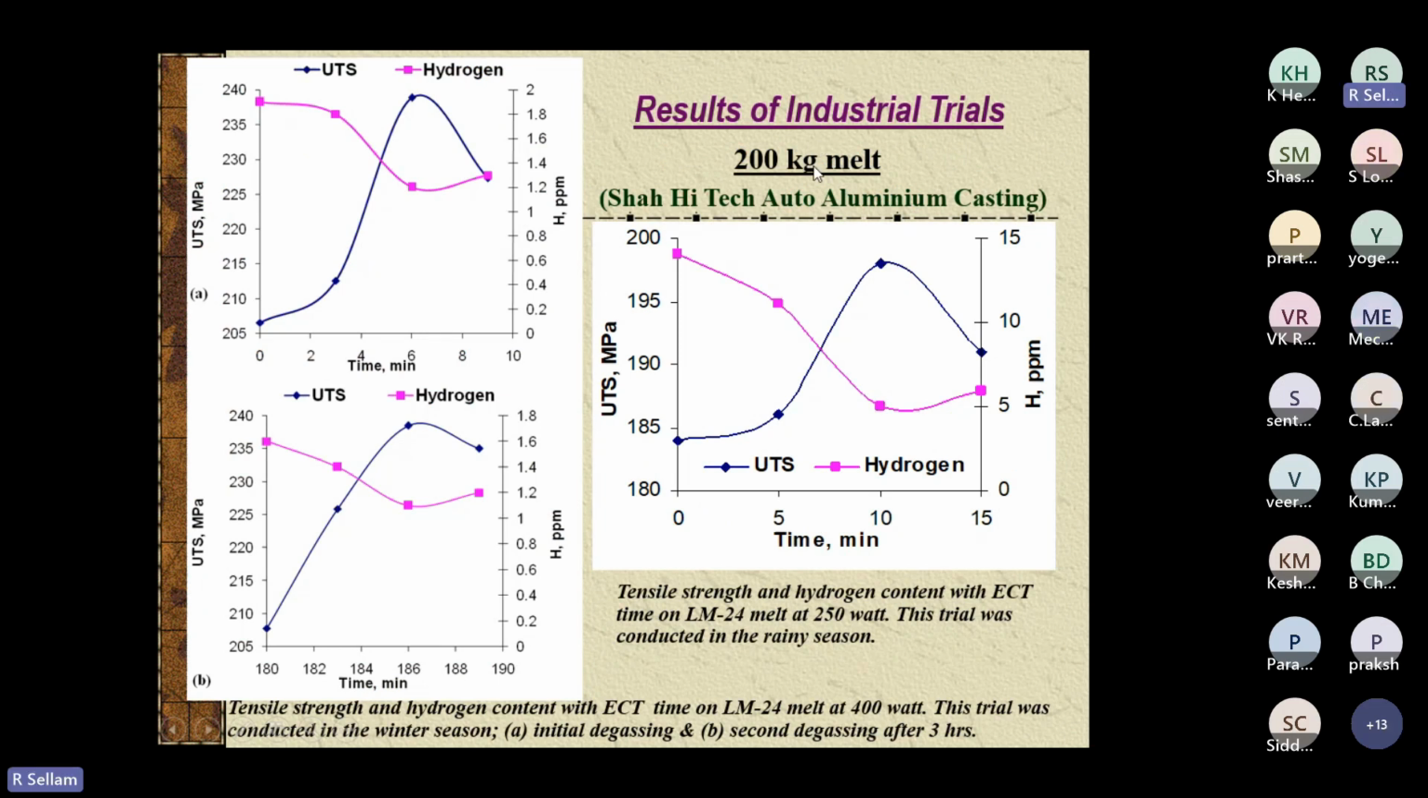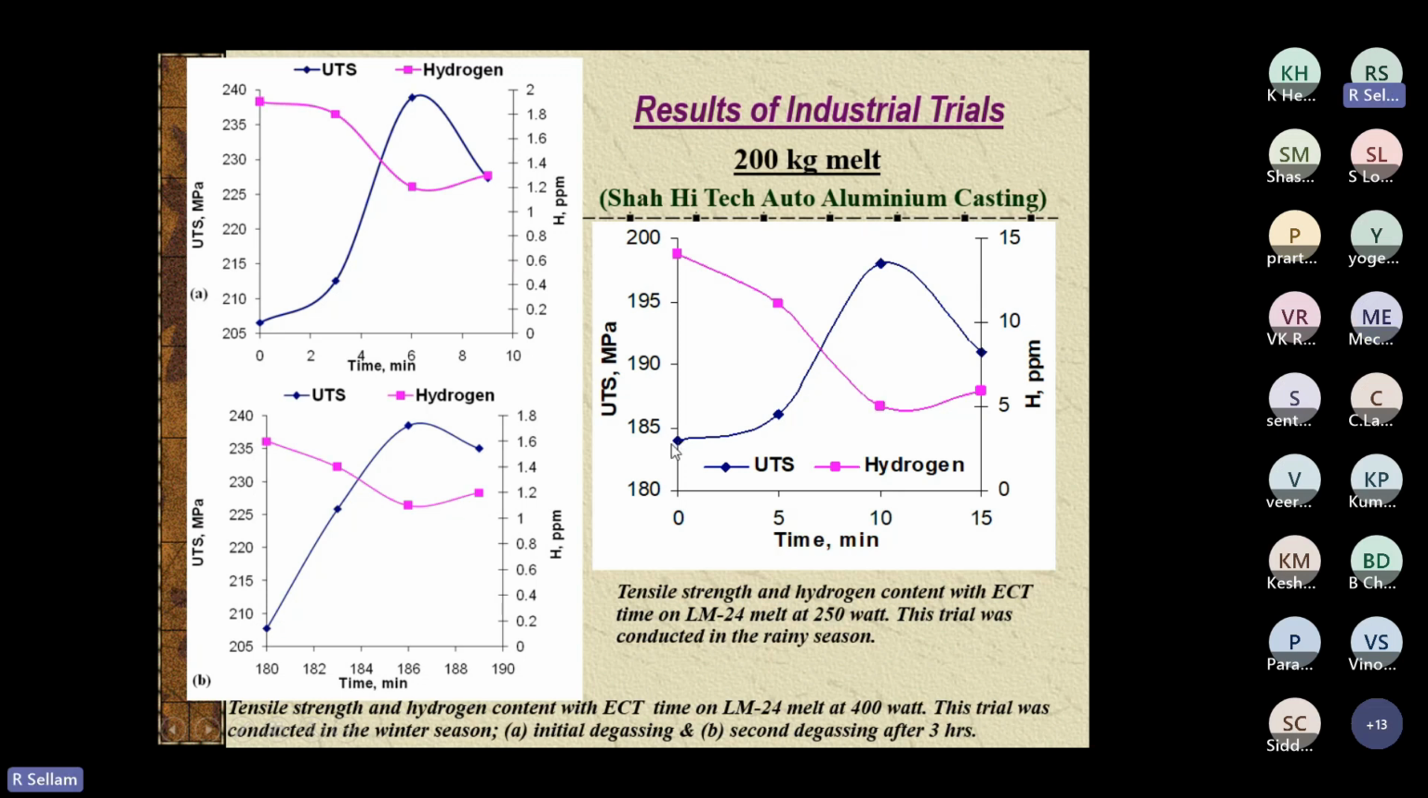Trial at industry level, at a high-tech aluminum casting, with a 200 kg melt. We tried at two levels of power, one is 250 watt. The alloy is LM24 alloy. It was conducted in the rainy season. It is critical that the results differ between the rainy season and winter season because of the humidity of the atmosphere. Here you see the hydrogen level falls like this, and after some time it picks up. I don't know why it is so anomalous, but it picks up. That is some cutoff point.